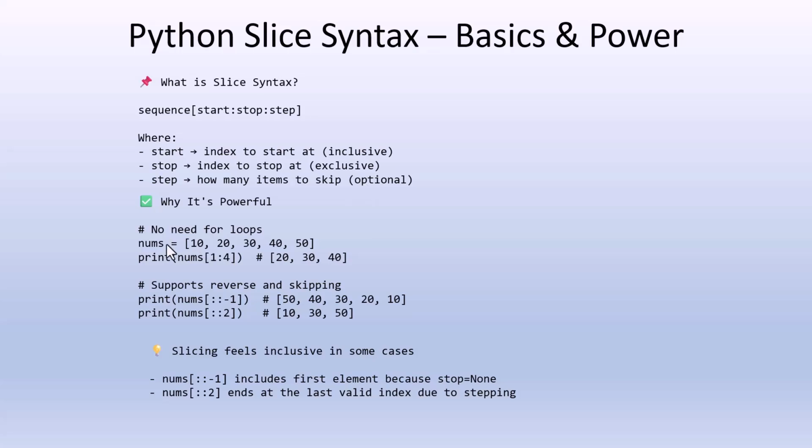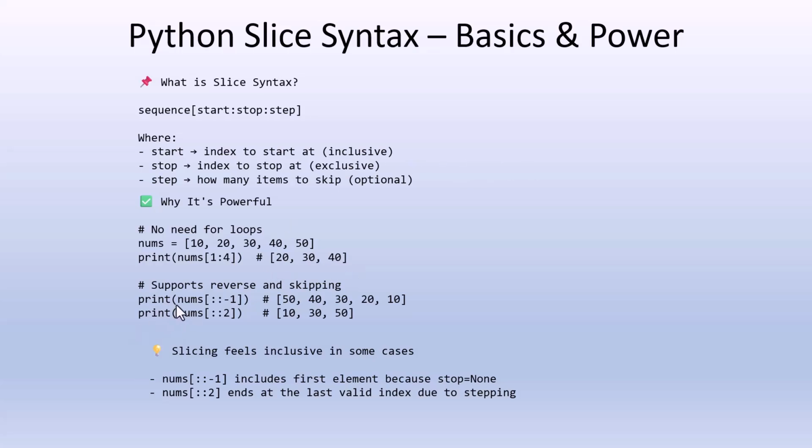So why is it powerful? No need for loops. Nums is a Pythonic list, which has these elements 10, 20, 30, 40, 50. If you print nums 1 to 4, it will print out 20, 30, 40. And how and why? Because it starts at index 1, which is 20, and it goes to index 4, which is 50, but the last index is exclusive. So it will print out 20, 30, 40.